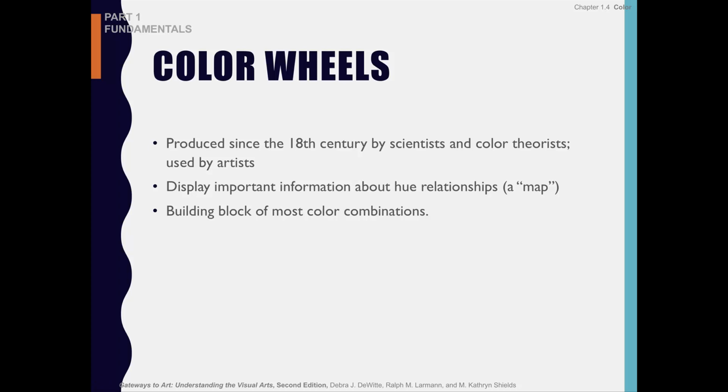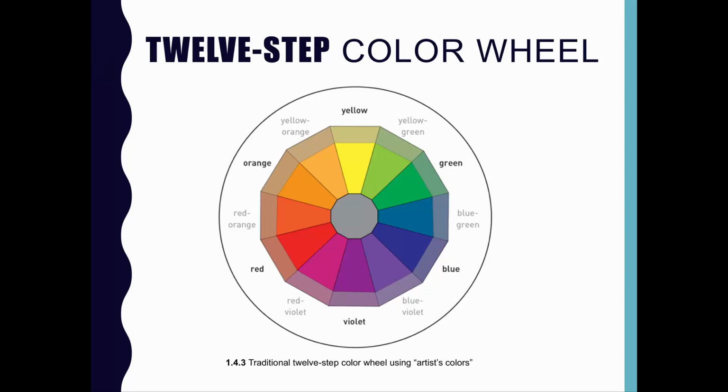Now, color wheels are really helpful for artists, and I guess scientists use them as well, but basically they create what we call color relationships or a map. And here is the traditional 12-step color wheel for mixing color with natural light. We've got your primaries, which are yellow, red, and blue. Those three colors cannot be made by mixing other colors. Those are the initial colors, that's why they're called primary.